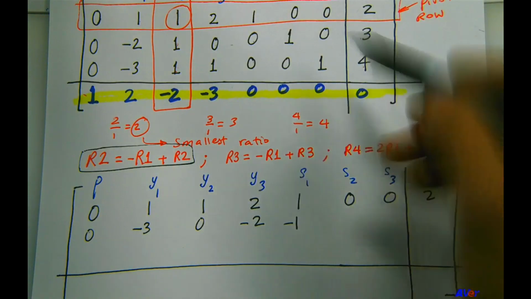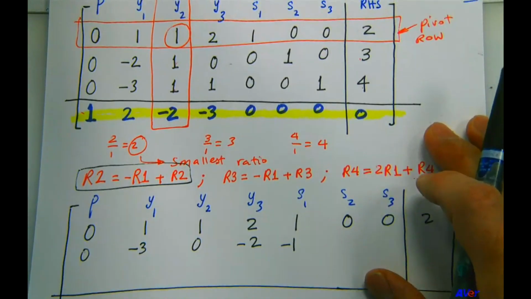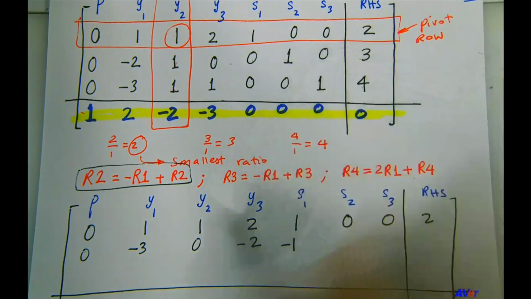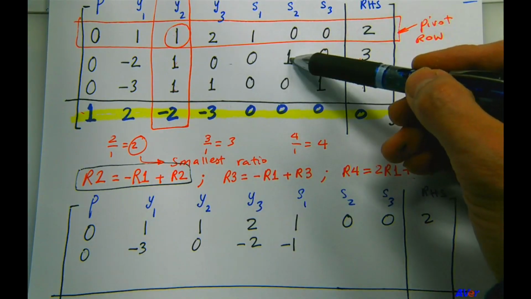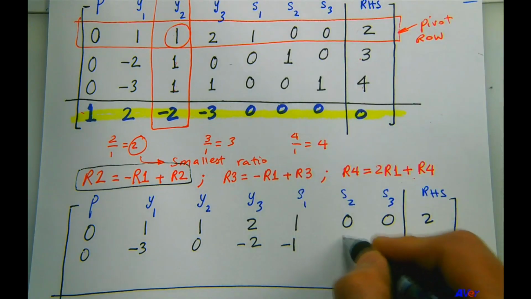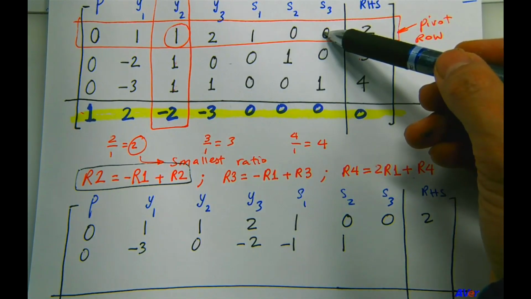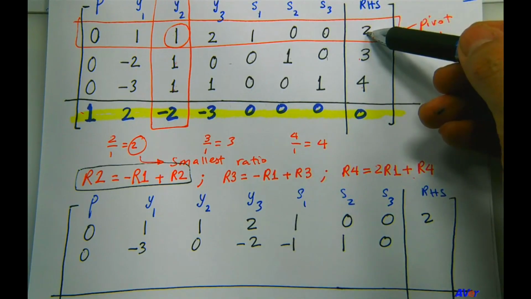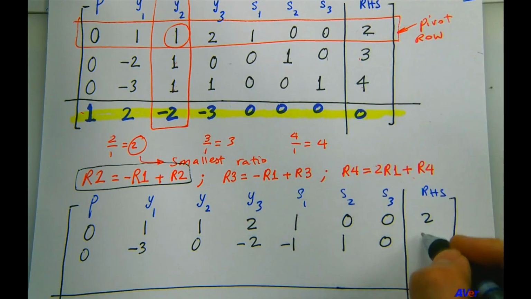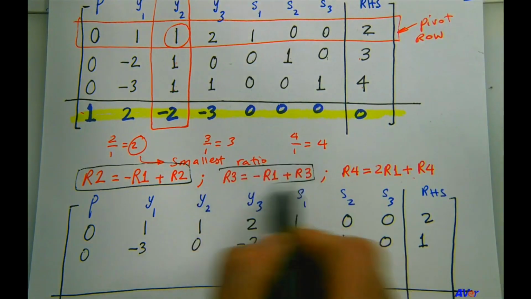And then for S2, let me move this down a little bit so you can see it. Negative 1 times 0 is 0, plus 1 is 1. Negative 1 times 0 is 0, plus 0, 0. Negative 1 times 2 is negative 2, plus 3 is positive 1. Like that. And now let's move to the second row operation.